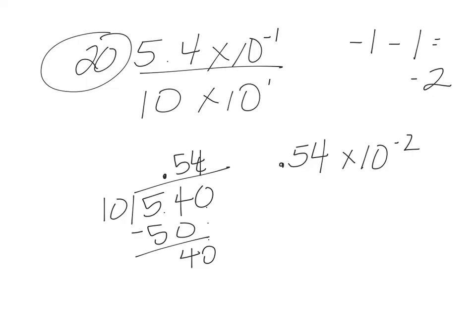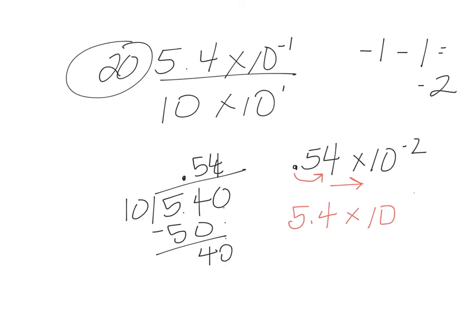But I need to now put this in proper scientific notation. So I'm going to move this once to 5.4. And then my exponent, since I moved this way, I'm going to subtract from the exponent. So I'm going to subtract 1, and it's going to be a negative 3. So negative 2 minus 1 gives a negative 3.